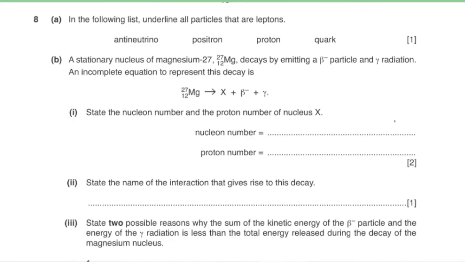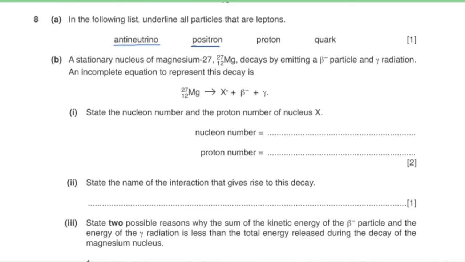Question number 8, part A. In the following list, underline all particles that are leptons. So this is all theory, which is antineutrino and positron. They make up leptons. Part B, a stationary nucleus of magnesium-27 decays by emitting a beta minus particle and gamma radiation. An incomplete equation to represent this decay is the following.